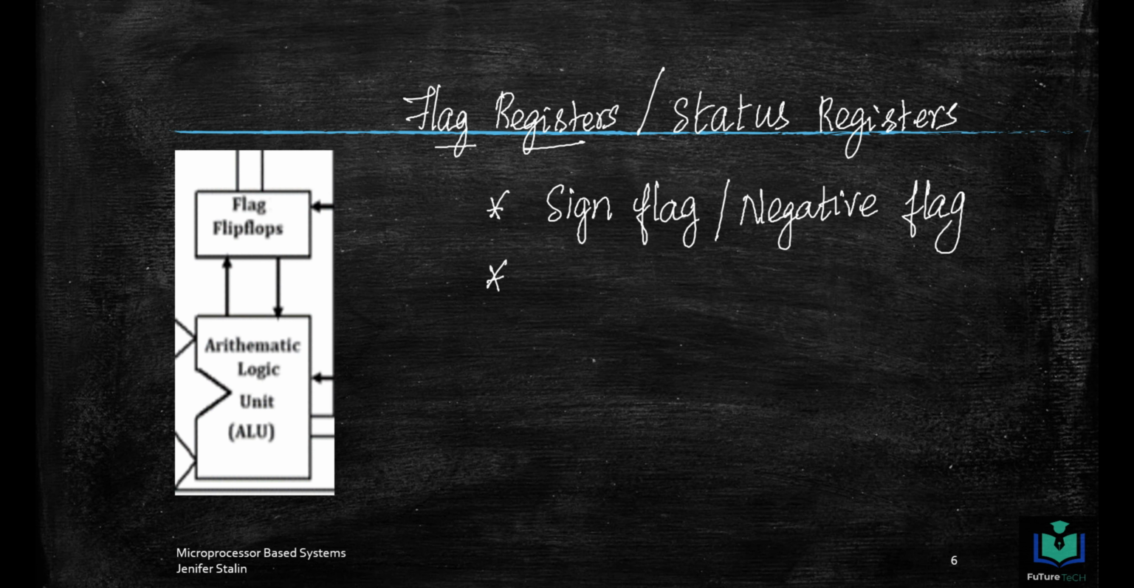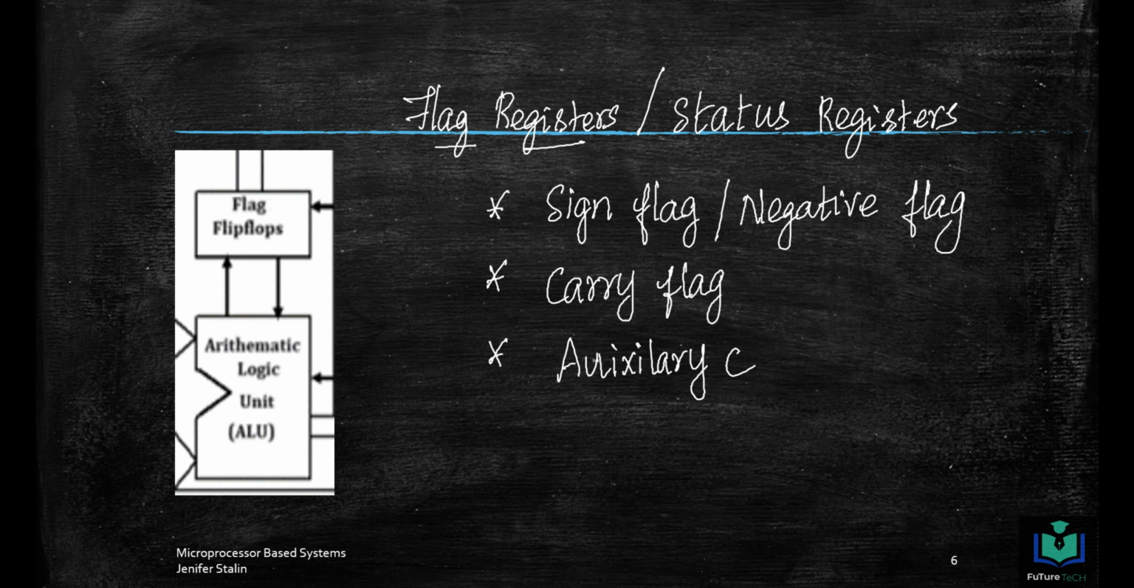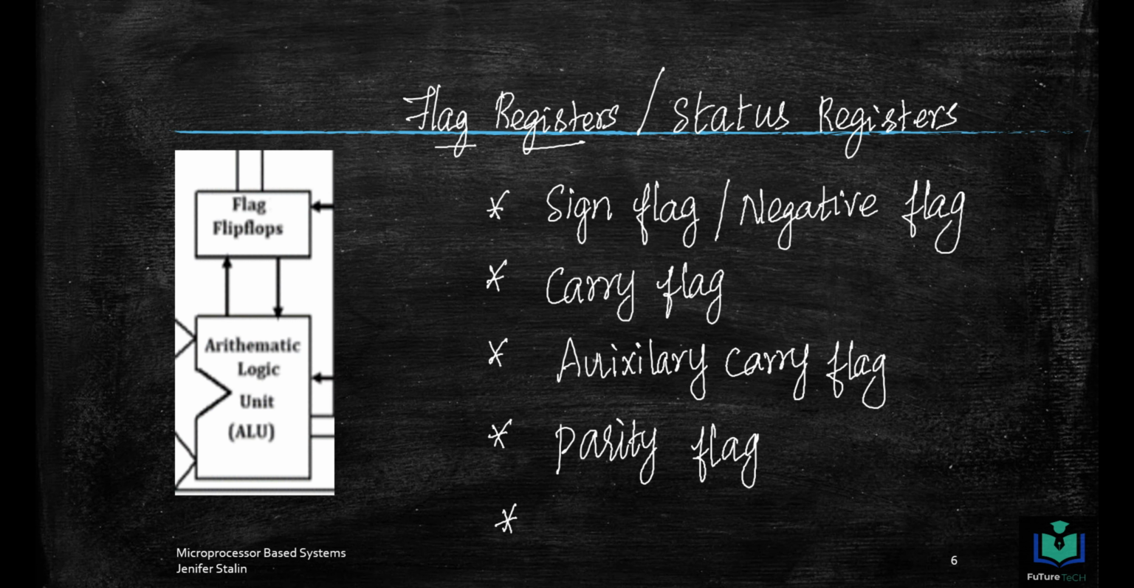The second flag register is the carry flag, and the next one is the auxiliary carry flag, and the next one is the parity flag, and then we have the zero flag.